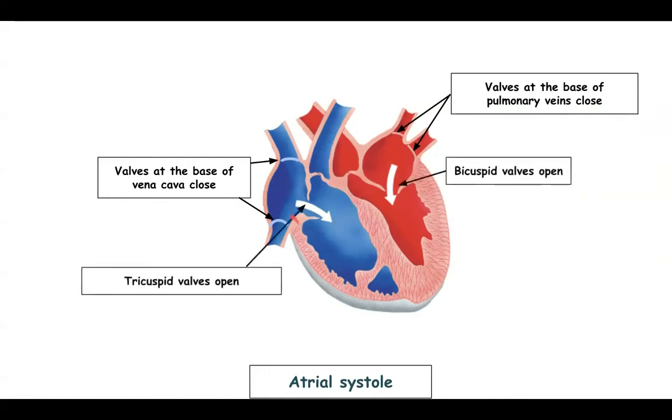Now, from right auricle to right ventricle, the tricuspid valve will open, and from left auricle to left ventricle, the bicuspid or the mitral valve will open. The blood will fill the ventricle. So, when auricles or atria are contracting, displaying systole, the blood will be pushed into the ventricles.